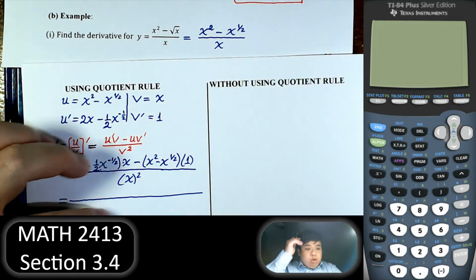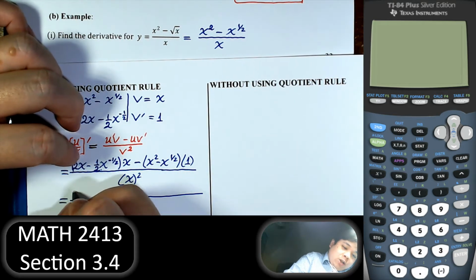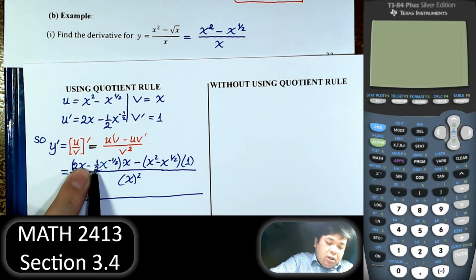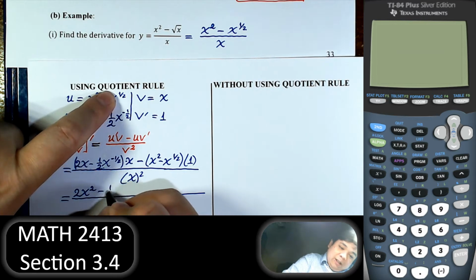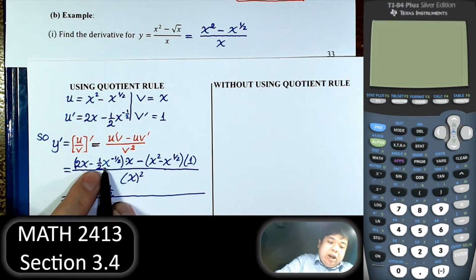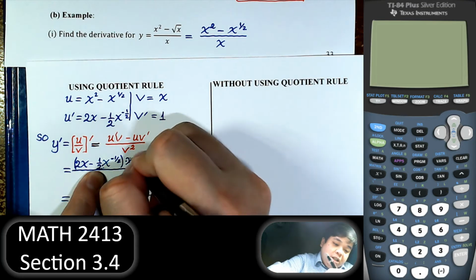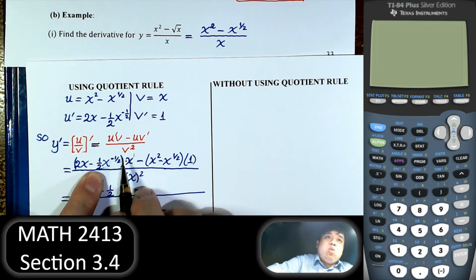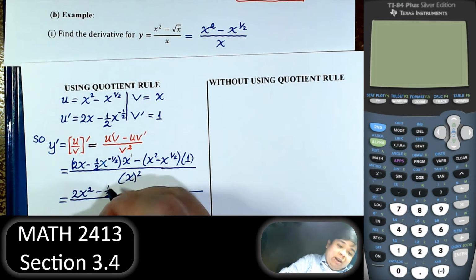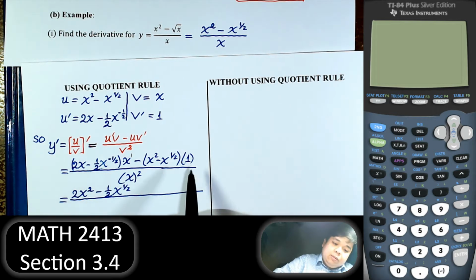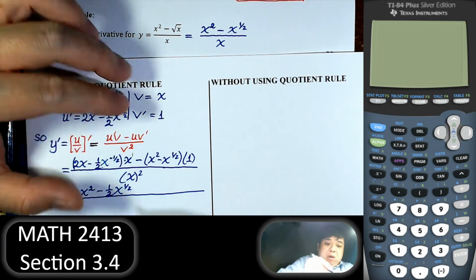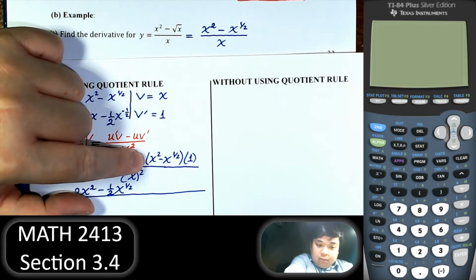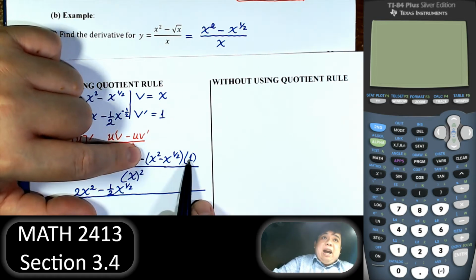Right. I'll just multiply this out. 2x times x, that's 2x squared, minus 1/2, of course, and x to the negative 1/2 times x. By default, this is to the first power, and when we multiply, we add the exponent. Negative 1/2 plus 1 is 1/2. And then be mindful with this negative sign in the quotient rule. It will affect everything after that.